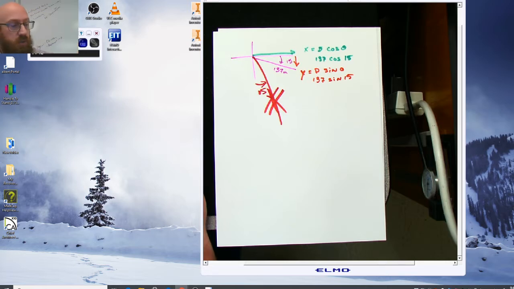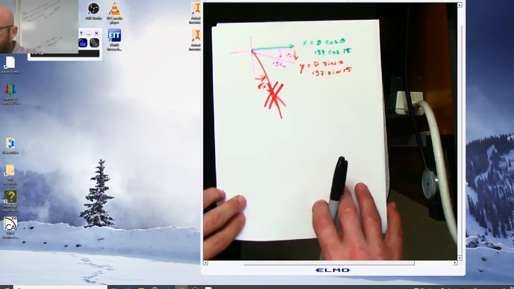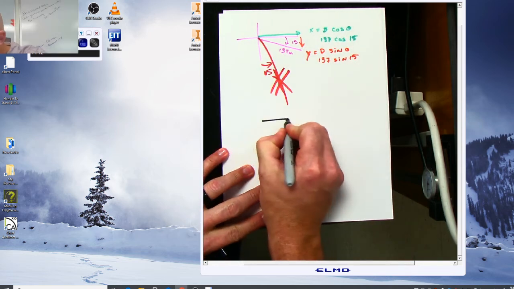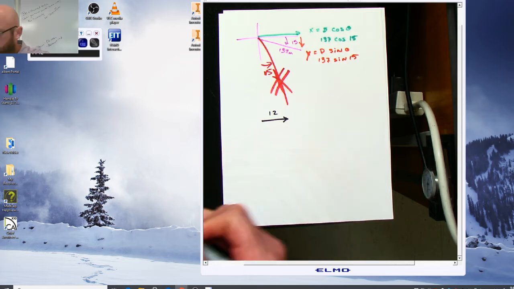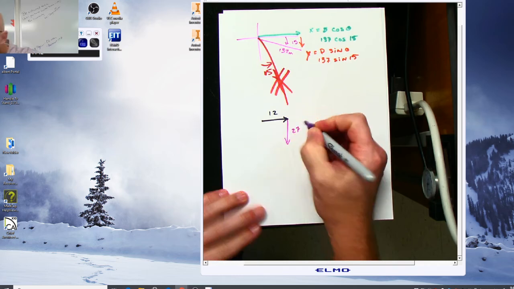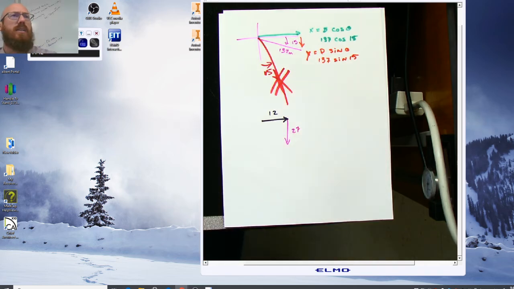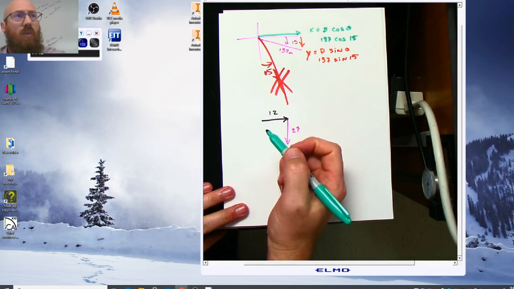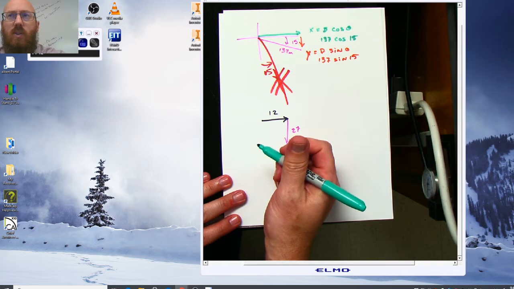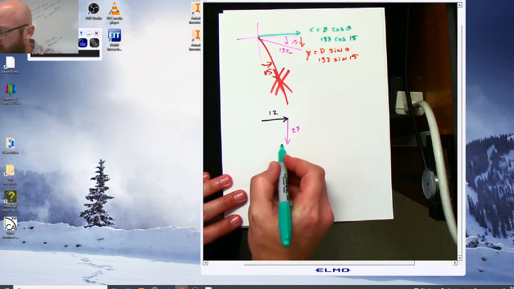Number two, this is one that hopefully people got. So you walked 12 meters due east. Then you went 27 meters south. And the last one is a hard one that typically people got wrong. This is where people had problems: walked 38 meters at an angle of 27 degrees north from west. 27 degrees north from west.